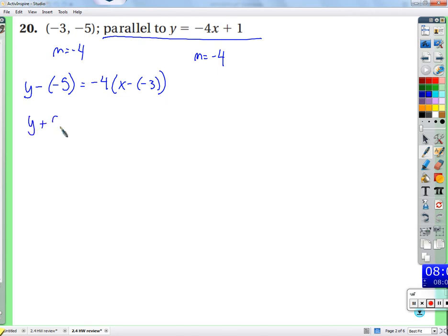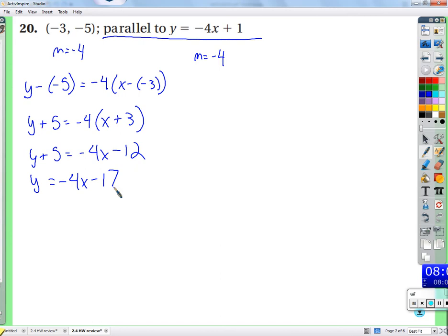So y plus 5 equals negative 4 times x plus 3. y plus 5 equals negative 4x minus 12. Distribute that negative 4. Subtract 5 from both sides, negative 4x minus 17. Done. Now that I have y by itself, it's all done. Real quick, I'll show you one time.